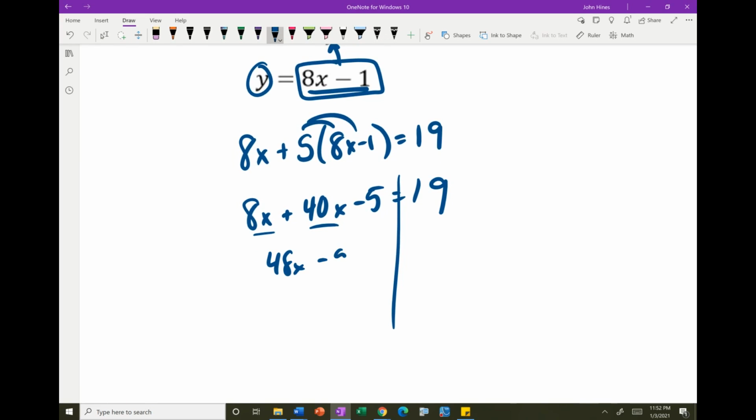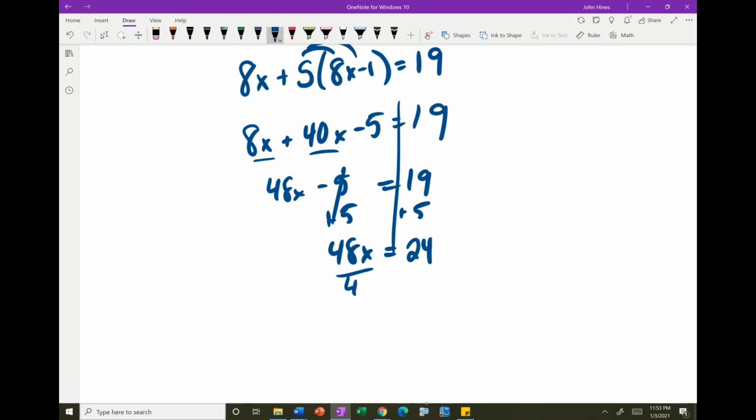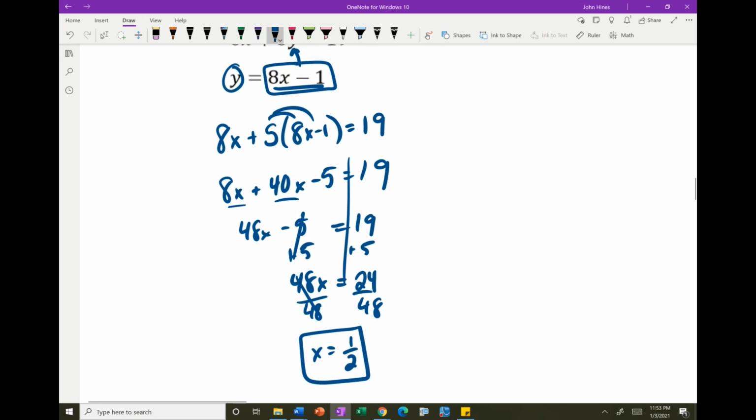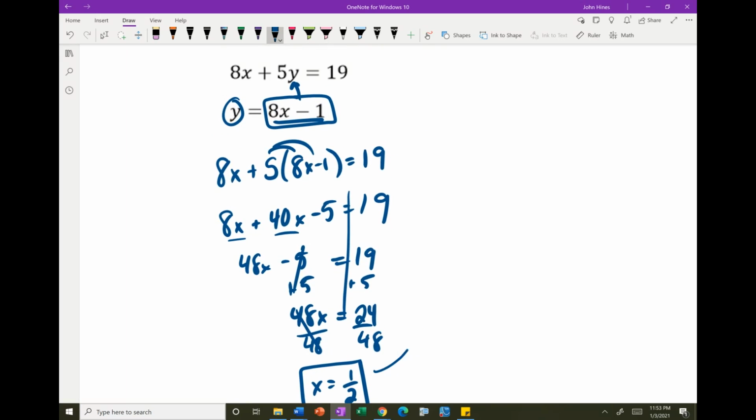48x minus 5 equals 19. Well, I want to get x by itself, so I'm going to add 5 to both sides. So 48x equals 24. And then I divide by the number in front of x, and I get x equals 24 over 48, which if you type into your calculator is 1/2. So x equals 1/2. But I don't care what x equals, I've got to plug it back in.